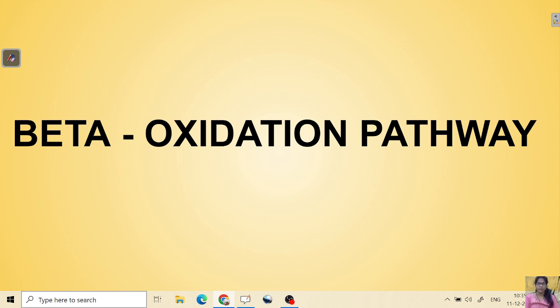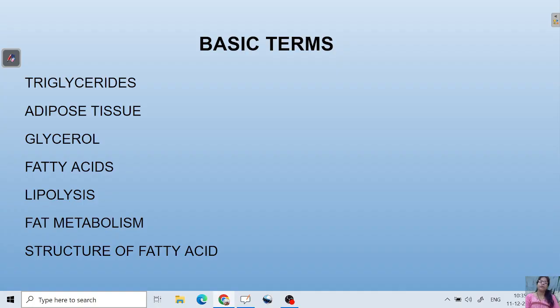Before I enter into this, let me be clear about the term triglycerides. What are triglycerides? You hear this a lot in your blood tests, right? Triglycerides are an important test of how much fat is in your body. Fats are stored in the form of triglycerides. You all know that adipose tissue contains fat cells. These fat cells are mainly composed of glycerol with three molecules of fatty acids attached to it.